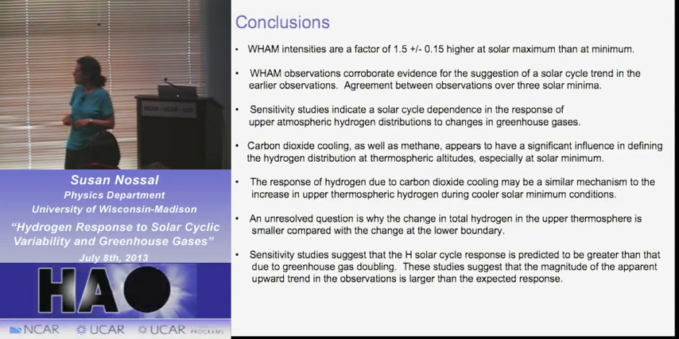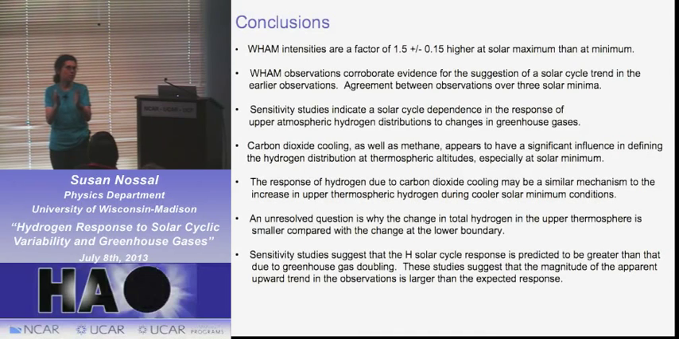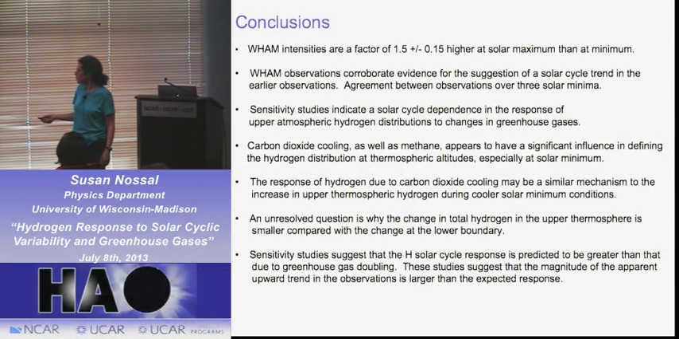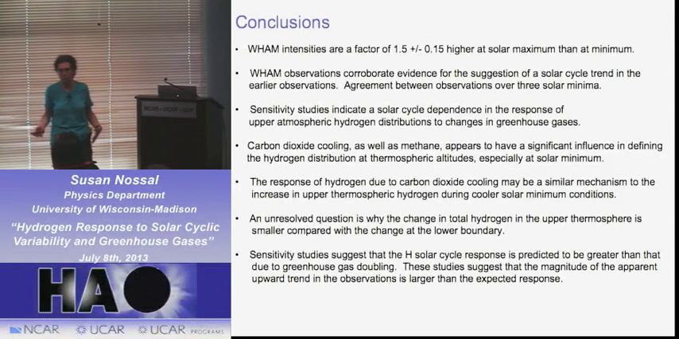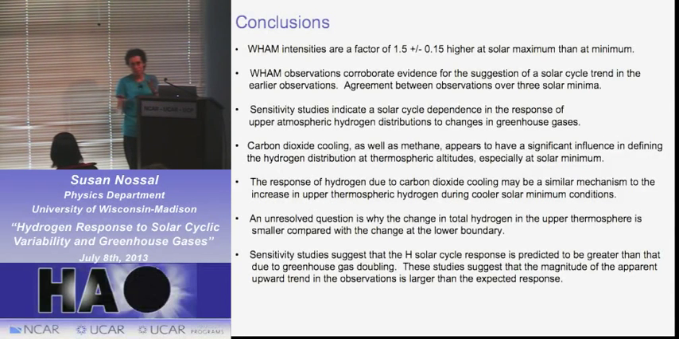An unresolved question is why the change in total hydrogen in the upper thermosphere is smaller compared with the change at the lower boundary. I think that might involve tracking different terms and what's happening to production and loss for hydrogen-containing species. And then an estimate would be that the solar cycle response is predicted to be greater than that due to greenhouse gas doubling, and because our measurements are over a much shorter range, carbon dioxide has not doubled. Methane has more than doubled since prehistoric times, but the changes over the time scale of our observations are so much smaller that, if the apparent upward trend in the observations persists after the reanalysis, that upward trend would be larger than the expected response. But we'll need to do more forward modeling to make that a more quantitative statement.